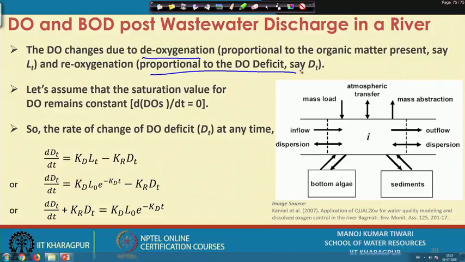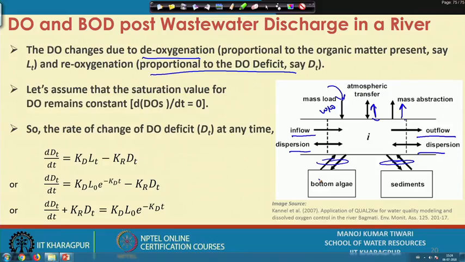Okay. Now, if we see the different processes or different routes through which oxygen comes, there will be some dissolved oxygen coming in the stream, there will be some dispersion of oxygen, there will be some oxygen leaving the stream. If you see this is your control volume, there could be dispersion across this boundary as well, then there is some mass load which may be coming from let us say a wastewater stream, there could be atmospheric exchange or atmospheric transfers, okay. There could be mass abstraction, so something is being taken away, there is bottom algae which can actually release or uptake oxygen depending on that, and similarly the sediment can exert oxygen demand as well as can consume oxygen for certain processes.